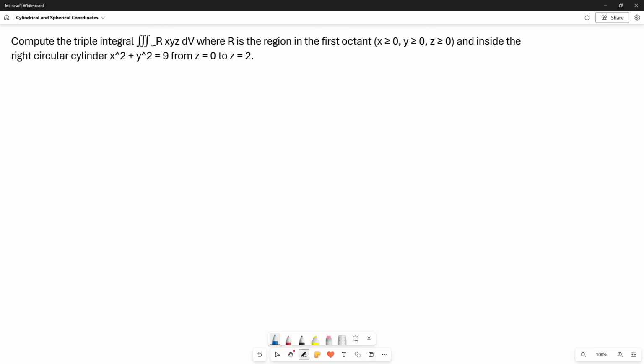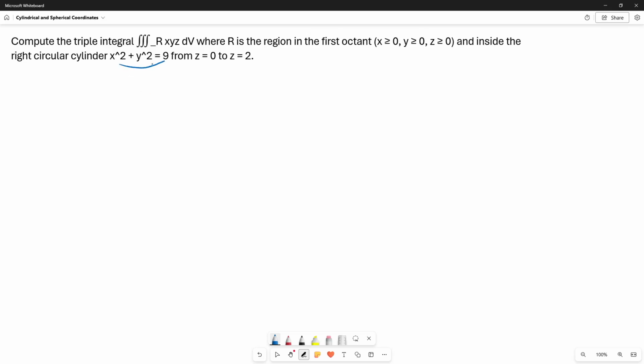Compute the triple integral over the region R of xyz dV, where V is the volume element of R, and R is the region in the first octant inside the right circular cylinder x squared plus y squared equals 9 from z equals 0 to z equals 2.